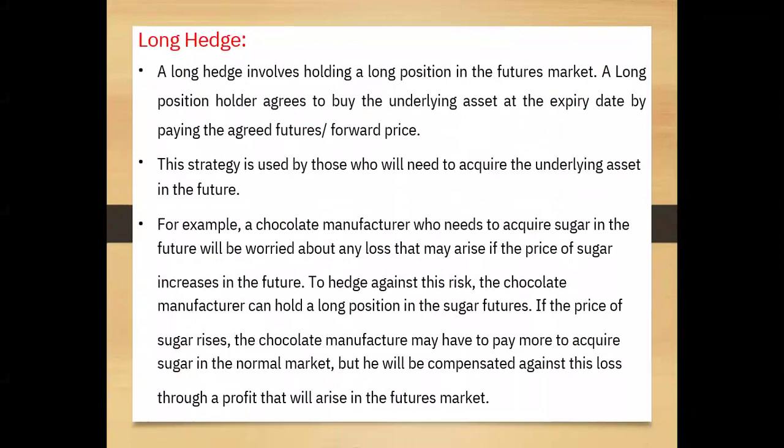The long position holder agrees to buy the underlying asset at the expiry date by paying the agreed futures price or forward price. This strategy is used by those who will need to acquire the underlying asset in the future. For example, a chocolate manufacturer who needs to acquire sugar in the future will be worried about any loss that may arise if the price of sugar increases. To hedge that risk, the chocolate manufacturer can hold a long position in sugar futures. If the price of sugar rises, he may have to pay more to acquire sugar in the normal market, but he will compensate for this loss by profiting from the sugar futures.